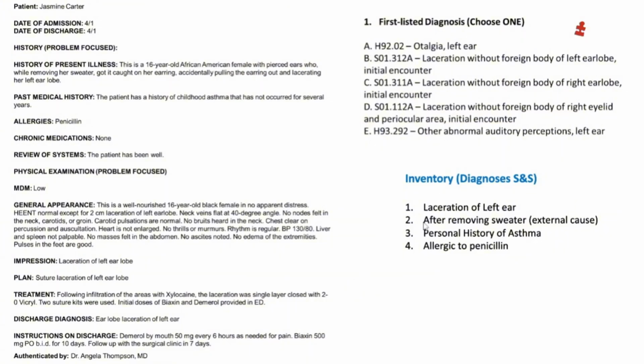Now, I also documented it after removing the sweater because there could be an external causes code, right? And also, this patient has a personal history of asthma. It's not current. She had it as a child and it hasn't occurred for several years. And she also had an allergy to penicillin. Coders, do you see anything that I may have missed? Could I have missed anything? And trust me, that is possible.